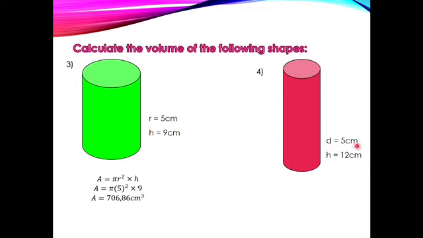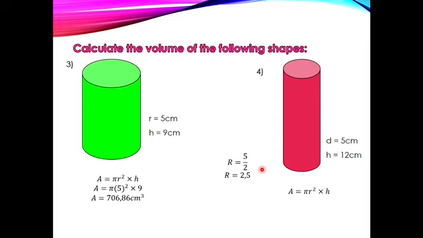Right, number 4. Number 4 has a diameter. Now, if you look at the formula over here, we need it in radius. Now, based on the previous video and the other previous videos in area, you learned how to calculate the radius from a diameter. Remember that radius is half of a diameter. So to get the diameter to a radius, you're going to divide it by 2. 5 divided by 2 will give you 2,5 centimeters.